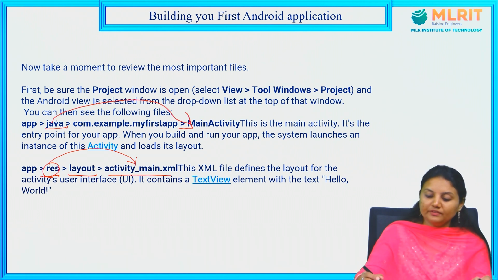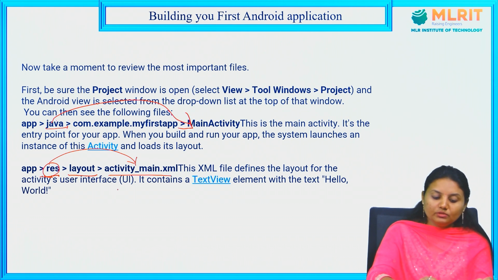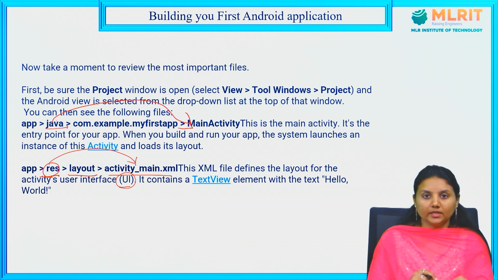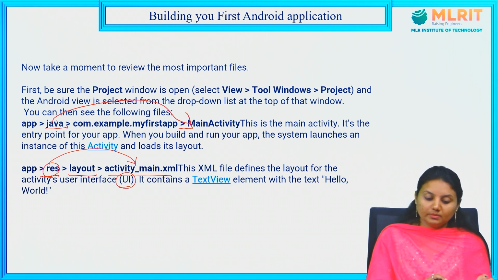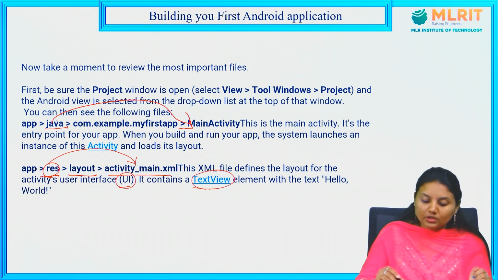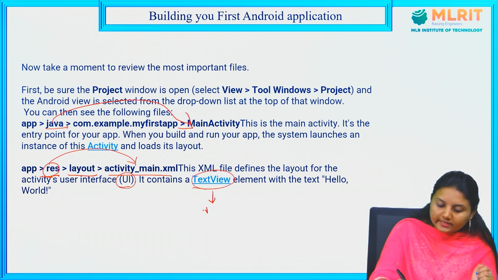So this XML defines the layout for the activity user interface, whatever user interface you require, whether you want a button, whether you want a text box to display something, or whether the user has to enter some text. That can be possible here. So it contains a TextView element with the text Hello World. TextView is the component that displays the text.